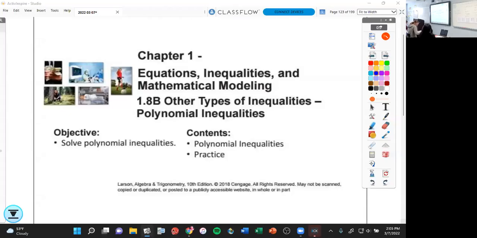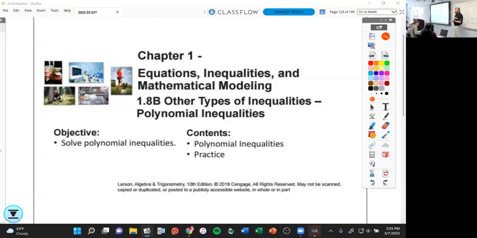1/8b. Not a whole lot of difference from when we did 1/8 in the past. The last time we did 1/8, we only focused on quadratics. Now we're looking at higher degree polynomials, and we're looking at inequalities. The process is the same.